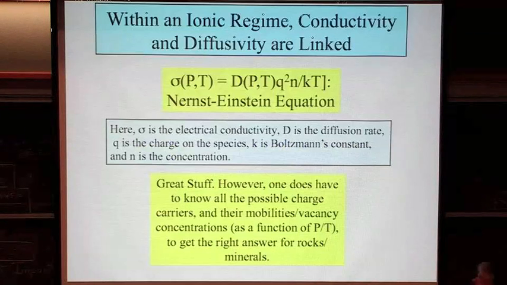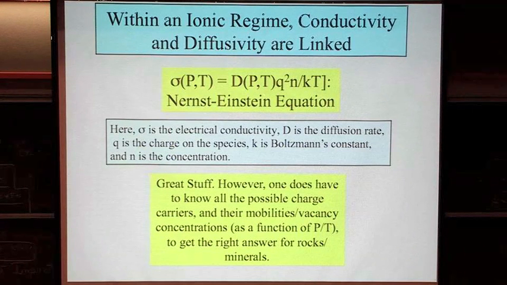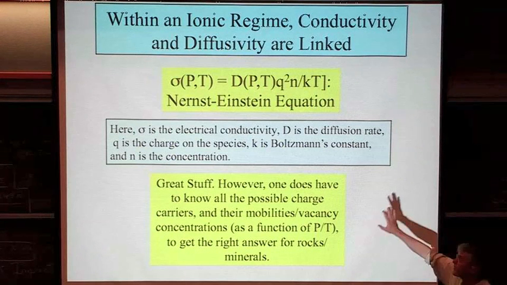If you're in an ionic conductivity regime where the electrical charge is being carried by ions, the conductivity and diffusivity are very closely linked by a venerable equation called the Nernst-Einstein equation, which is basically a proportionality between electrical conductivity, diffusion, and some factors related to the charge on the conducting species, their number, and KT. This is a tremendously valuable equation for basically getting, if you measure conductivity, diffusion on the cheap, or vice versa. But the problem is that one does have to know all the possible charge carriers, their mobilities and vacancy concentrations to make this useful for rocks and minerals. And that's an immense challenge.